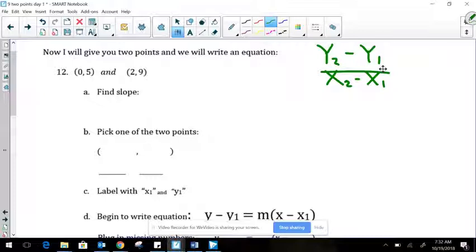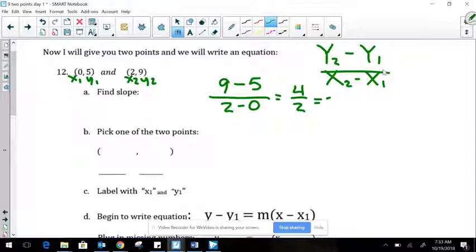We have x1, y1, x2, y2. Okay, so we're plugging into our formula. So y2 is 9 minus y1, which is 5. x2 is 2 minus 0. All right, so I simplify. I have 4 over 2. I can keep reducing that. So my slope is equal to 2.